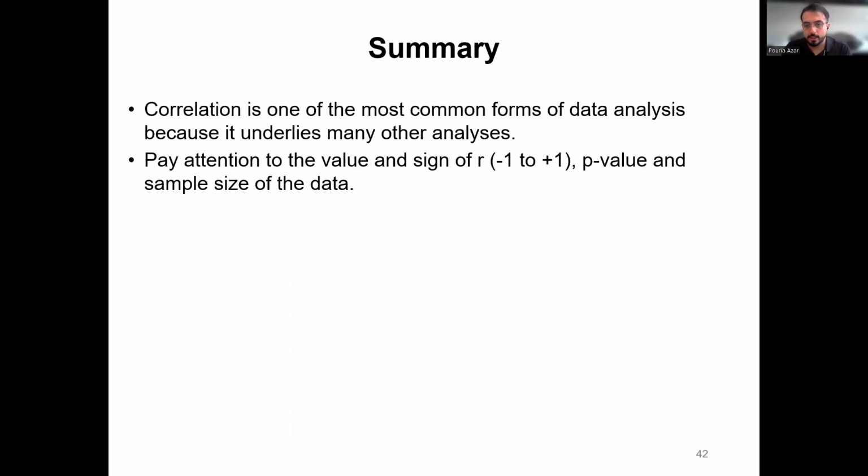So here's a summary. Correlation is one of the most common forms of data analysis because it underlies many other analyses. You need to pay attention to the value and sign of rho, which is between -1 and +1, the p-value, and the sample size of the data.